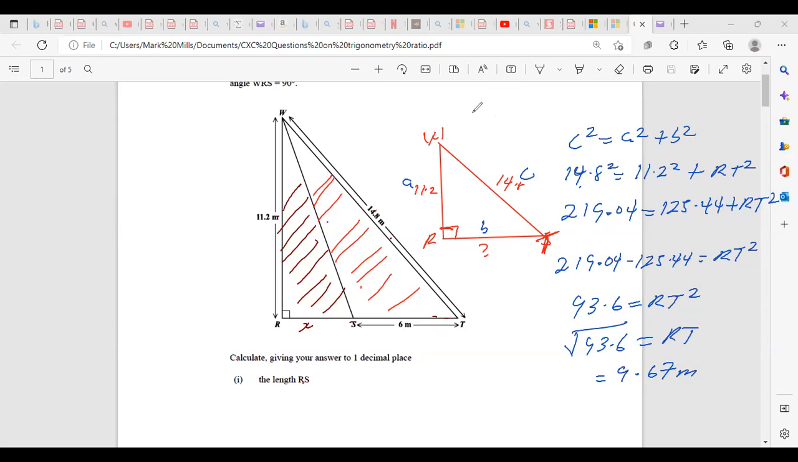I want to make a point here and see if you agree with what I'm going to say. From R to T is 9.67, right? Now, our aim is to find RS. Who can tell me what you will do to find RS? Now that we know that from S to T is 6 meters, but from R to T is 9.67 meters, how do I find RS? I subtract, right. Everybody see that? So RS will be equal to RT minus ST. My RT is 9.67 minus my ST, which is 6 meters. Now we work it out. What do we get?